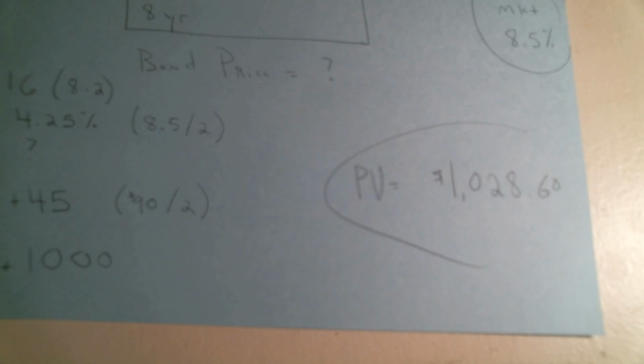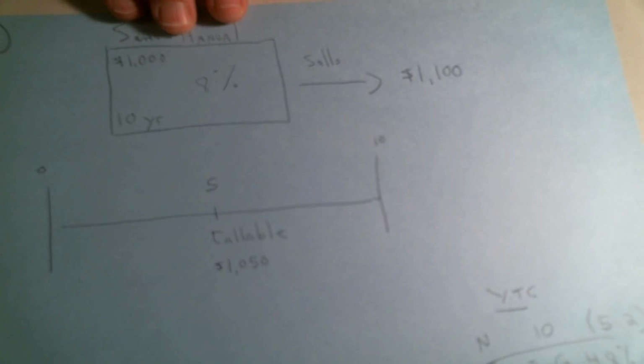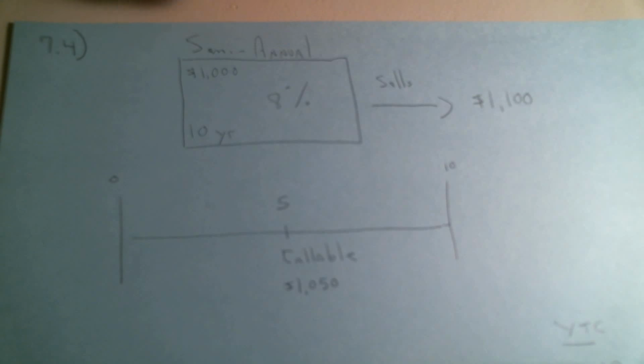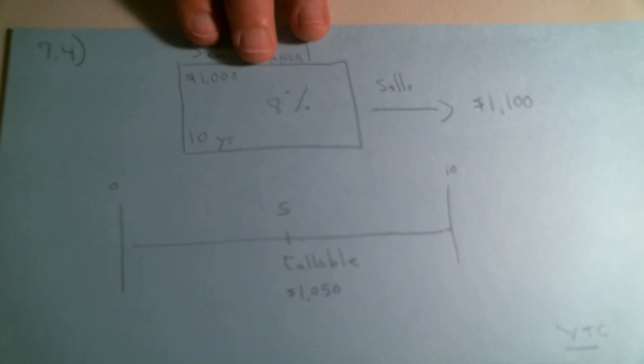PV 1028.60. Seven four. Okay, that's your basic setup.